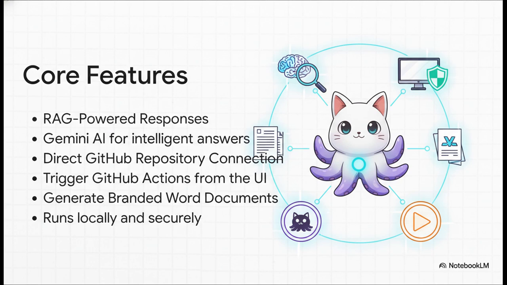The real magic is how all these pieces fit together. You get AI-powered answers from your own documents, right? Your PDFs, your Word docs, all thanks to RAG and Gemini. But, and this is the cool part, it doesn't stop there. It hooks directly into your GitHub repo for a live, up-to-the-minute context. This means you can actually trigger your GitHub actions or even generate professionally branded reports, all from this one secure UI that's running just for you on your machine.